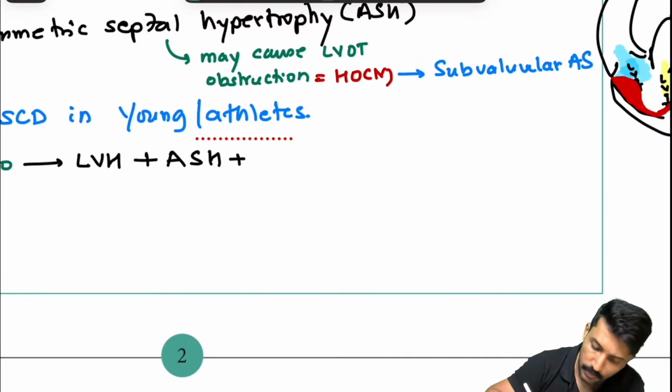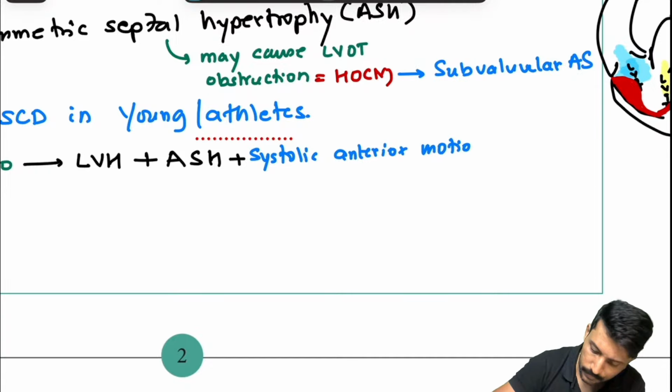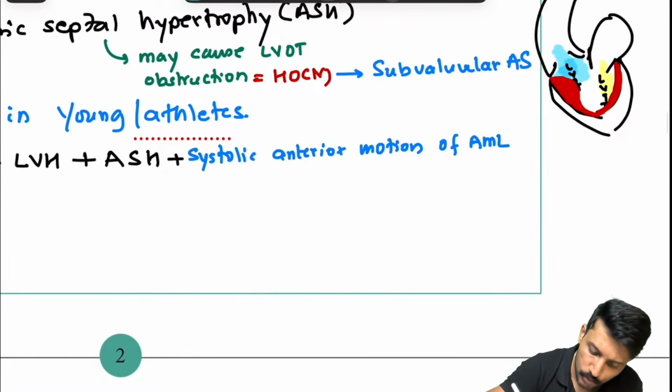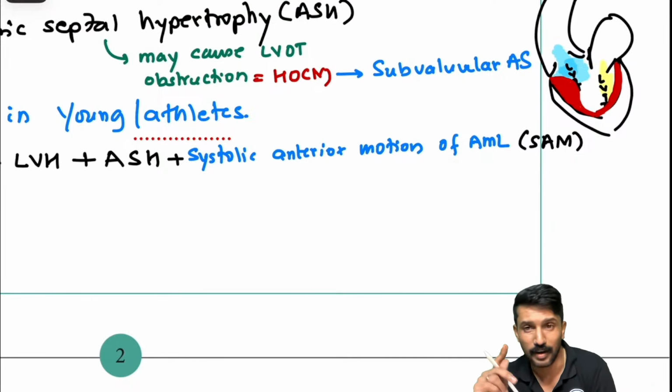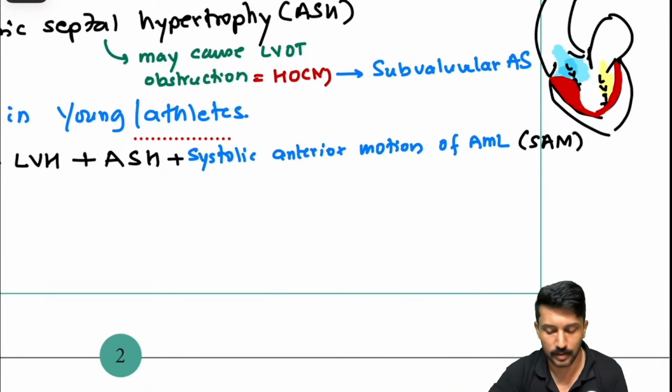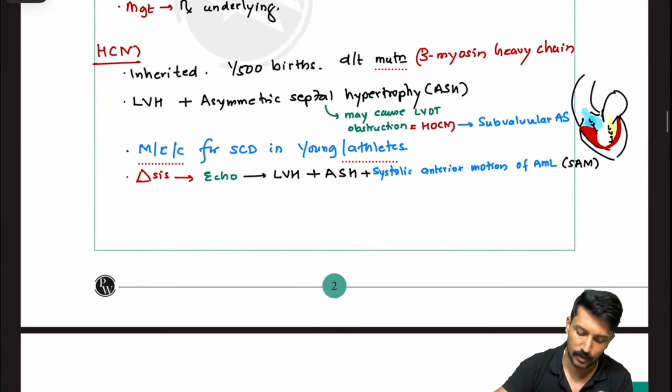Plus, the finding we are going to get is systolic anterior motion of anterior mitral leaflet. This is usually abbreviated as SAM. A very, very important clue. Any question that talks about SAM is talking about hypertrophic cardiomyopathy. Clear? So when these findings are there, we make a diagnosis.